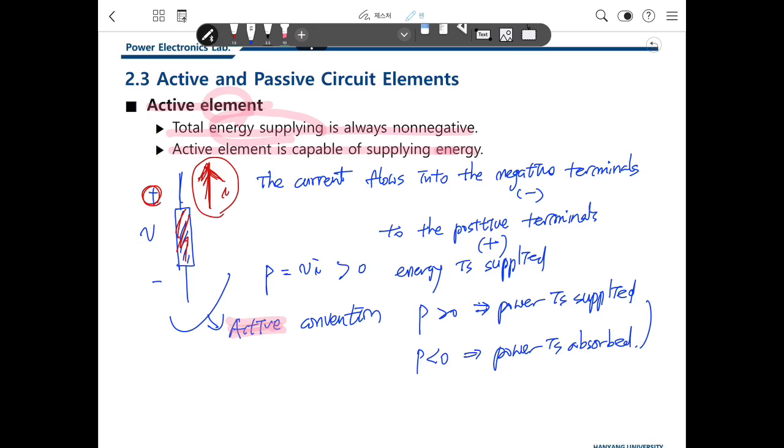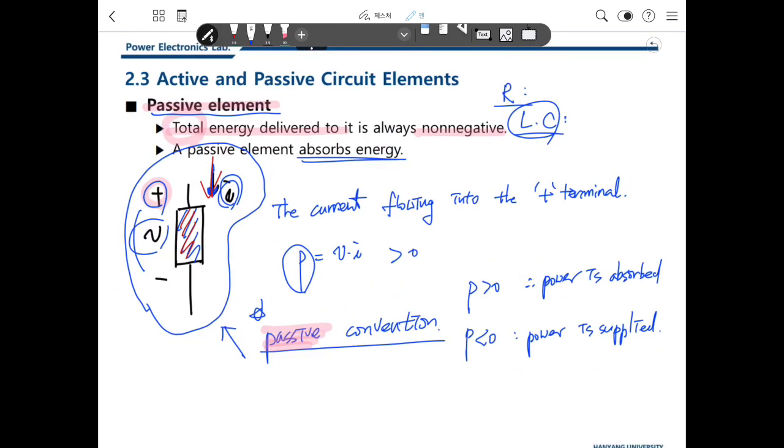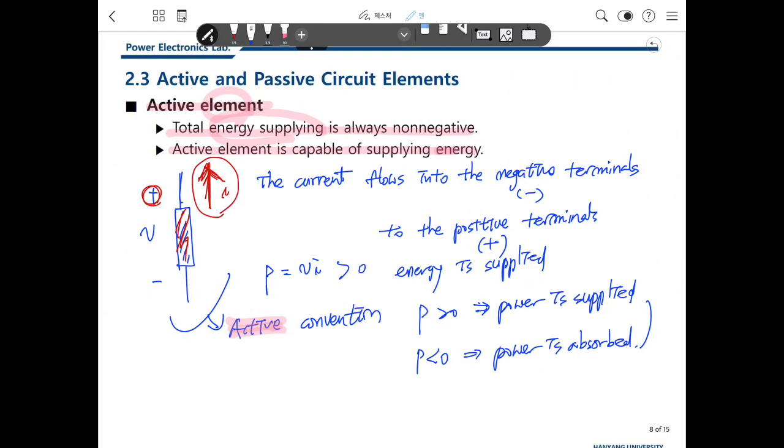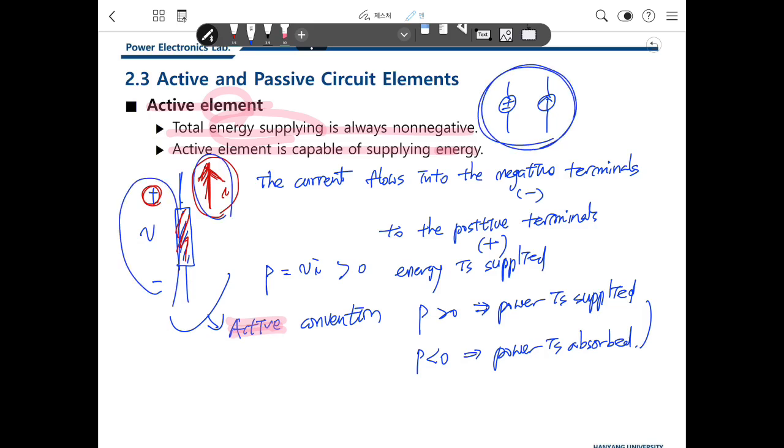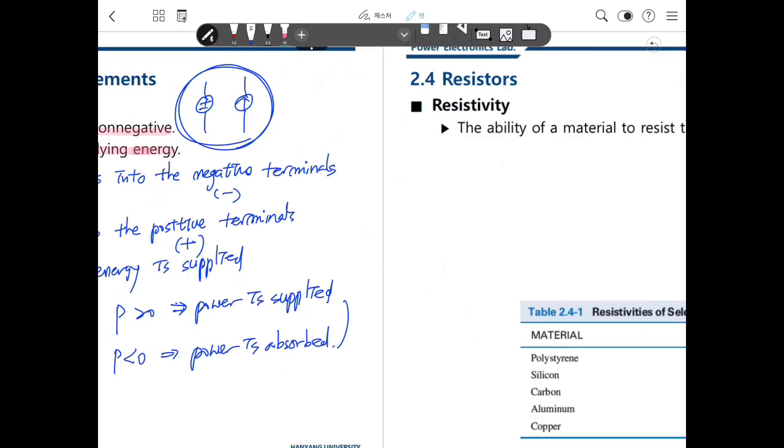So generally, when you define the passive element, we should decide the voltage direction and current direction. In the case of passive elements R, L, and C, we use the passive convention. And when you use a battery, voltage source or current source, then we should decide the voltage direction and current direction, and in that case we use the active convention. So you don't need to be confused about that.